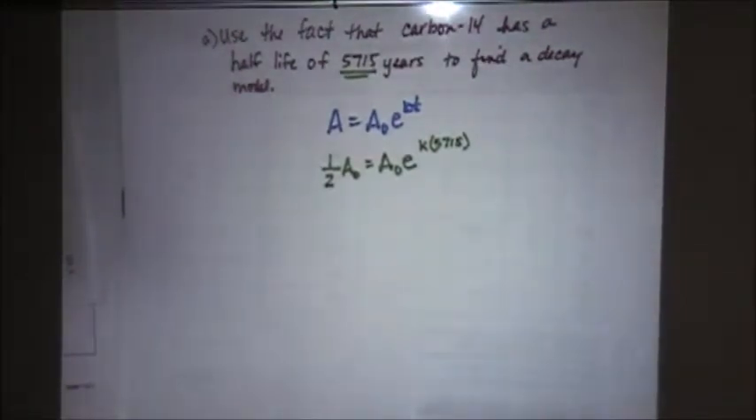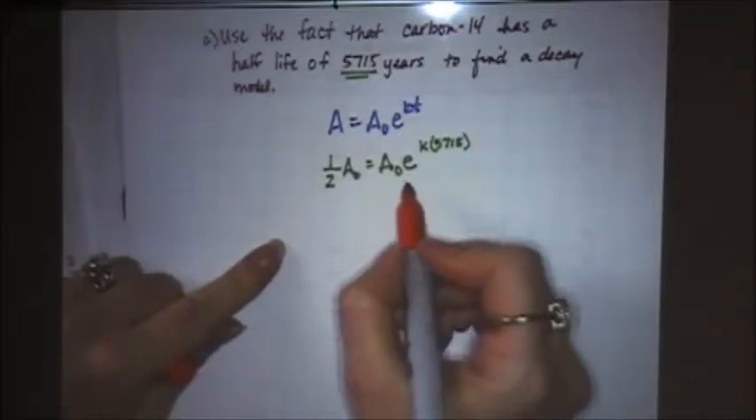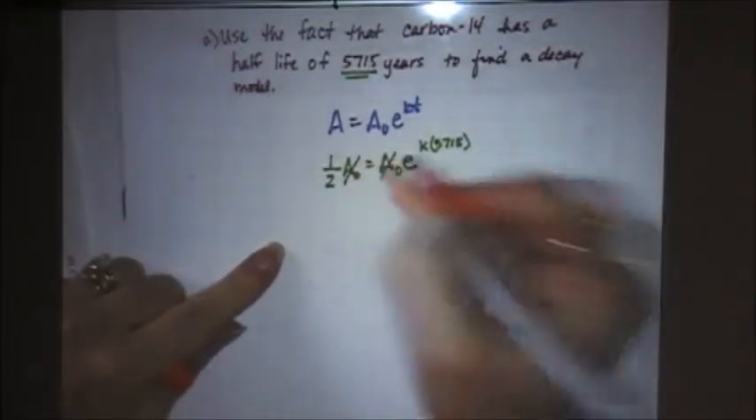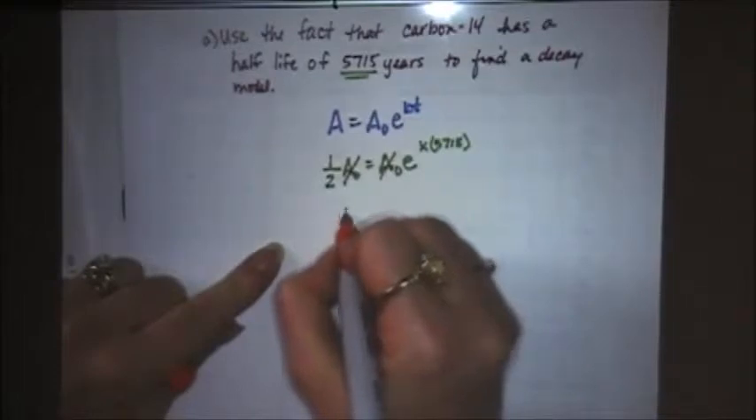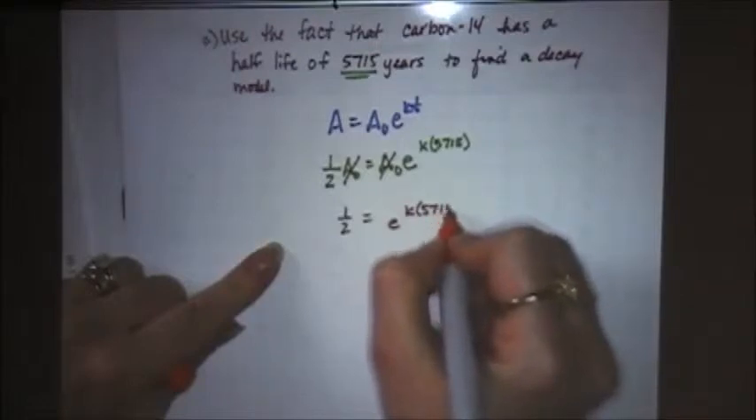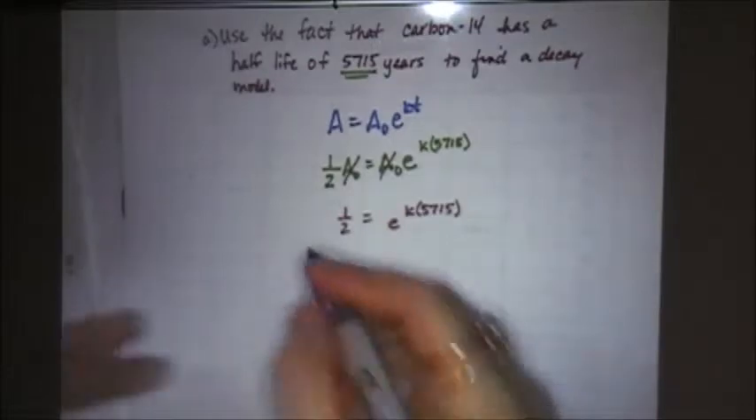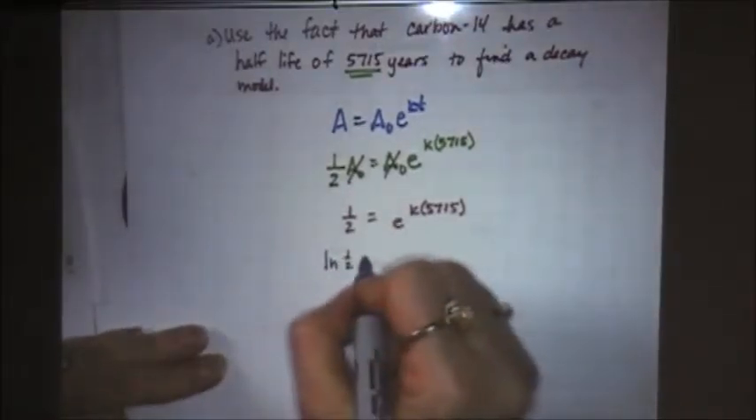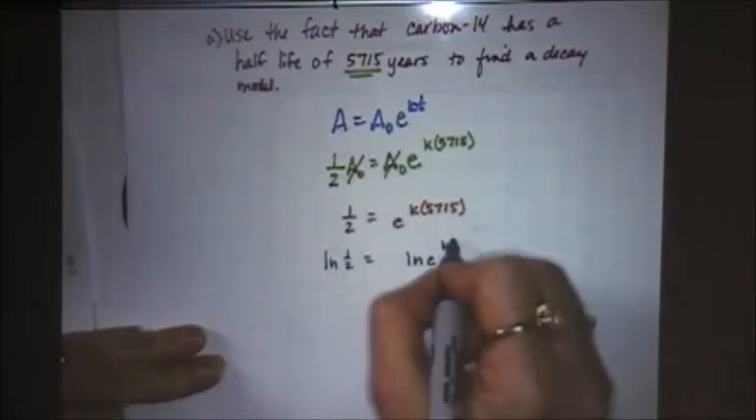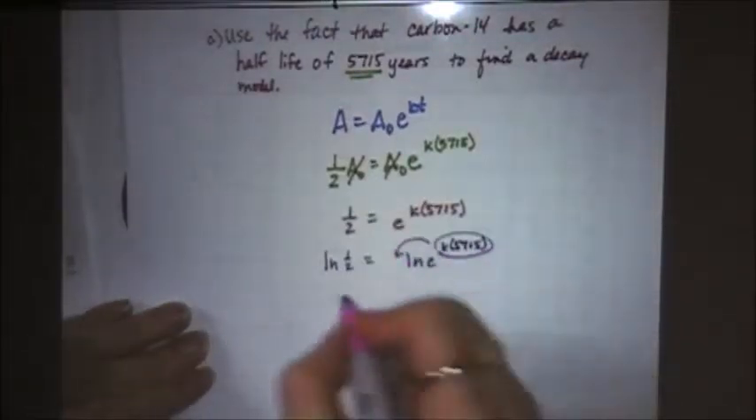Now, if I divided both sides by A-naught, they would completely cancel. So I can just go ahead and cancel them out. And I now have 1/2 equals e to the k times 5,715. And now we're going to go ahead and do this as a logarithm. So I'm going to write natural log on both sides. That way I can bring that exponent down onto the line because I need to get the k down where I can find it.